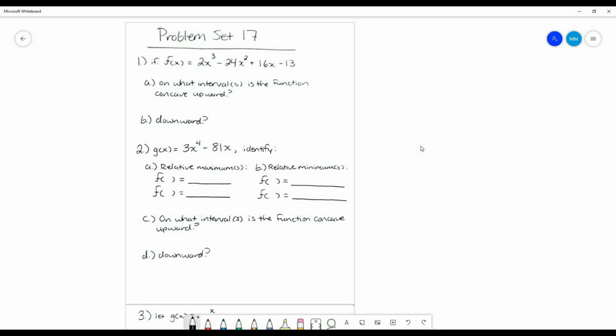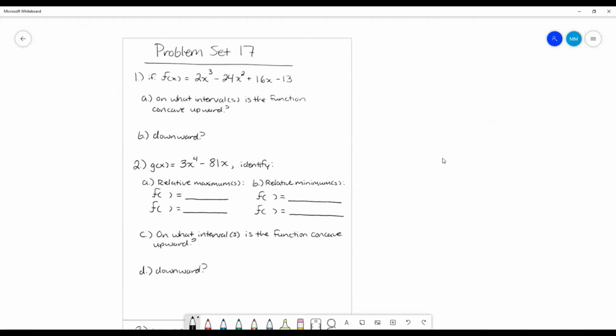Okay, this is problem set 17. And luckily these homeworks aren't too terribly long. I think this one here only has 9 questions, and then the next one only has about 6. So let's go ahead and take a look at number 1 here.